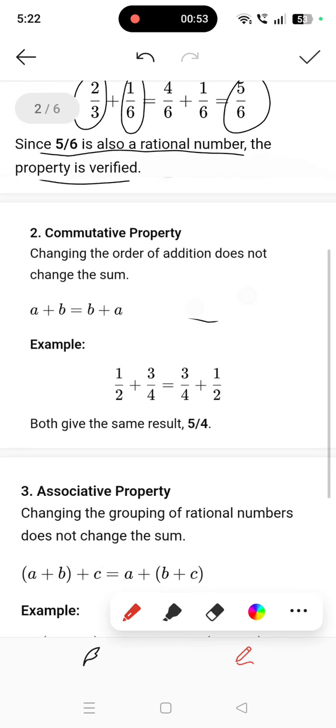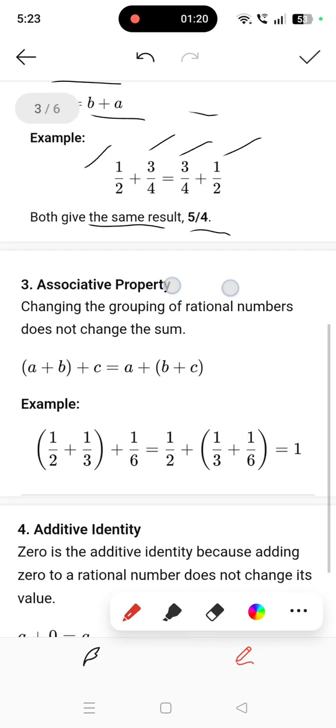Next property is the commutative property, which means that if you change the order of addition, it does not change the sum. What does it mean? A plus B is equal to B plus A. Means if you add 1 by 2 to 3 by 4 or 3 by 4 to 1 by 2, the result will be the same, which is 5 by 4. So this is the commutative property.